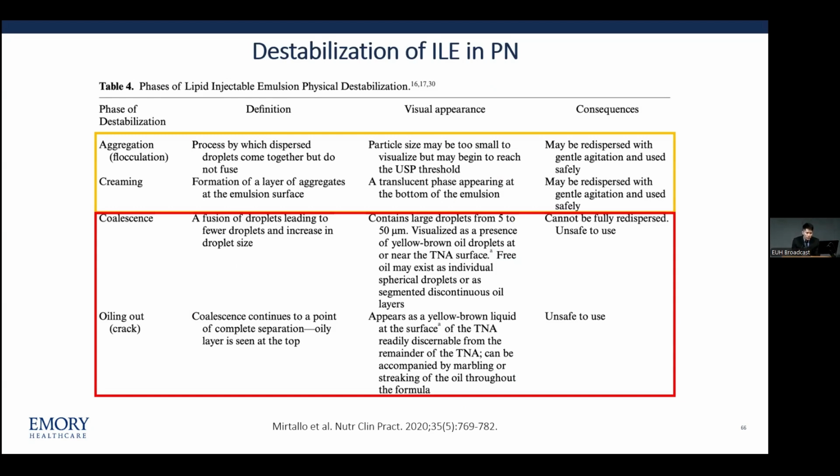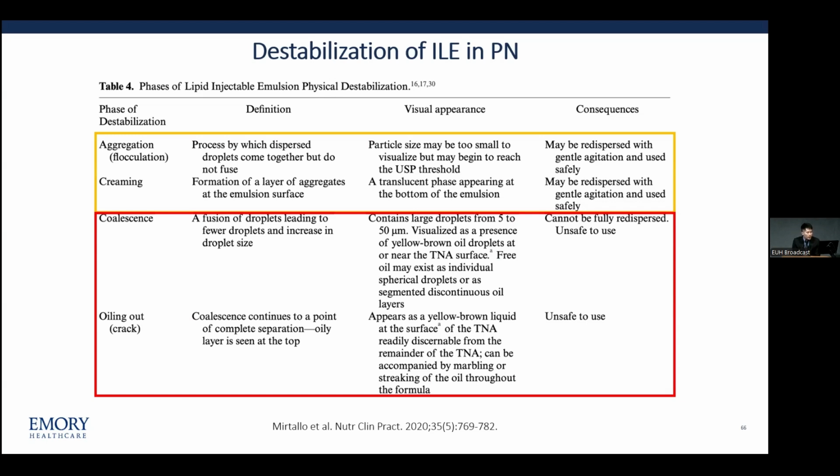IOE destabilization occurs in multiple phases. The phases contained within the orange box include aggregation and creaming. You can redisperse with gentle agitation and use safely with these two phases. Aggregation is the process where dispersed droplets come together without fusing, often remaining too small to be seen with the naked eye. Creaming refers to the formation of a layer of aggregated droplets at the surface of the emulsion. This can settle at the bottom.